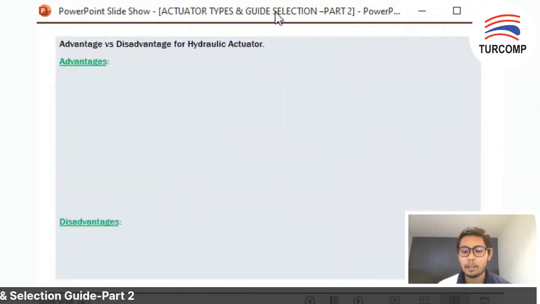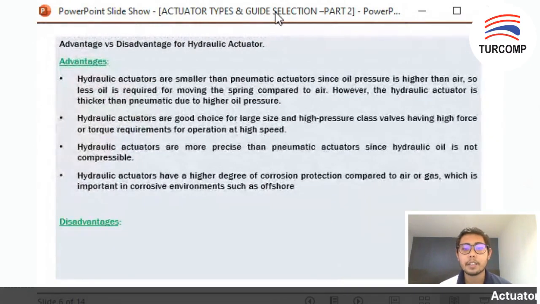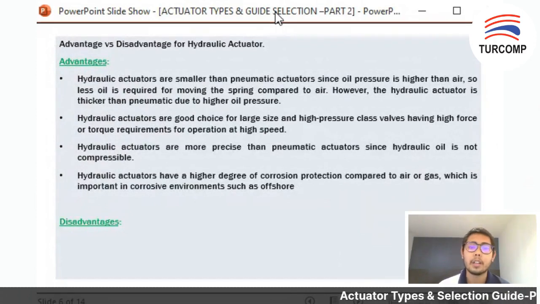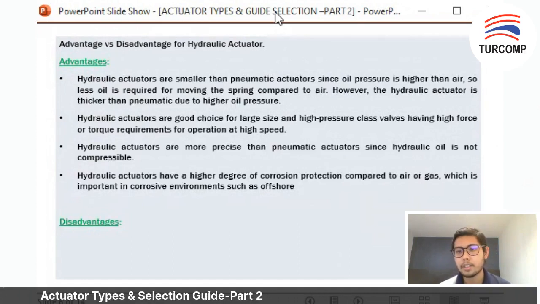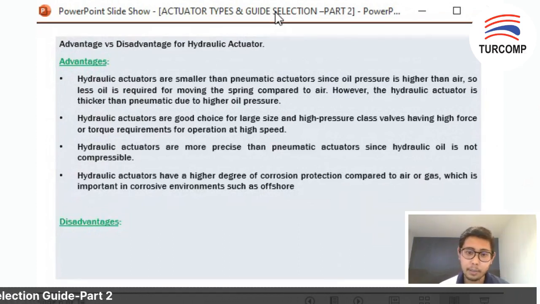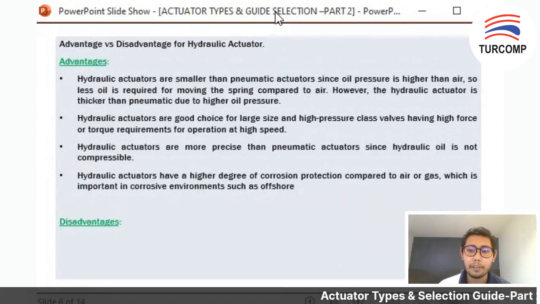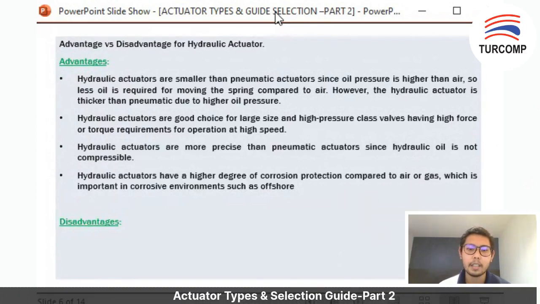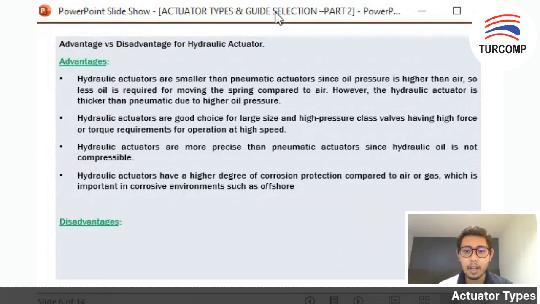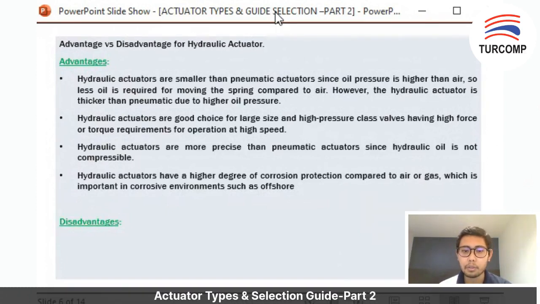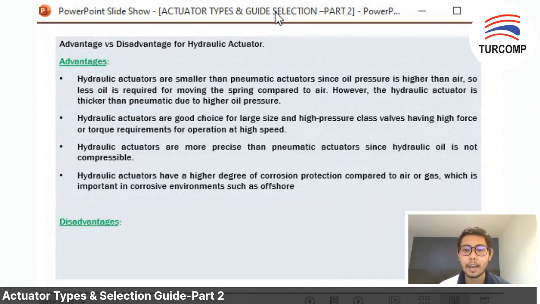Okay, let's see the advantages and disadvantages of the hydraulic actuator. A hydraulic actuator is smaller than a pneumatic actuator since oil pressure is higher than air, so less oil is actually required for moving the spring compared to air. However, the hydraulic actuator is thicker than pneumatic due to high oil pressure. Number 2, hydraulic actuators are a good choice for large size and high pressure class valves, having high force or torque requirement for operation at high speed.